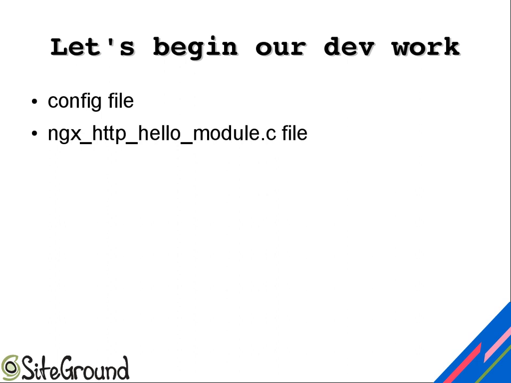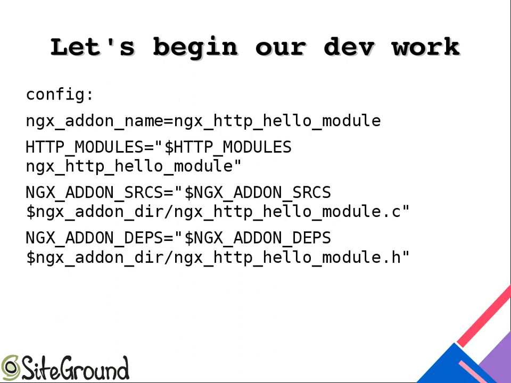Most of the modules for Nginx are quite simple, so most of the time they don't have header files. Everything is in one single C file. I'm talking about most of them, not all of them. Like if you check out the Lua module, the Lua module is maybe around 3,000 lines of code, and it has a lot of headers.